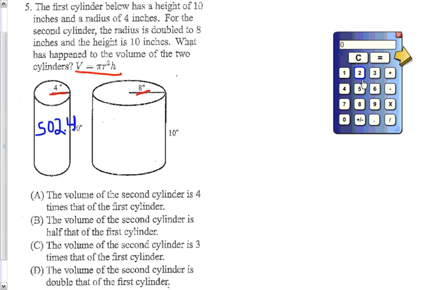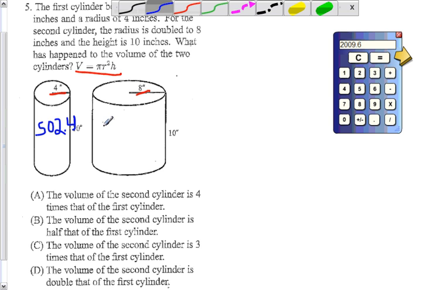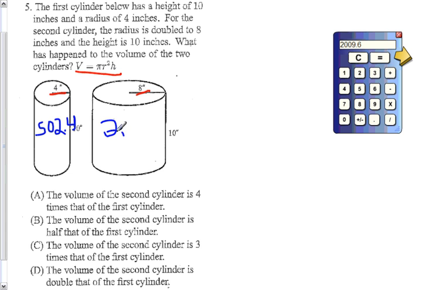All right, let's go to the next one here. So we'll clear this out. We will do pi again, 3.14. We'll do it times 8. We need to square the 8, so we'll do it times 8 again. And then times 10. 2009.6 will be the volume of this one. So 2009.6. All right, now we need to look at our answer choices and see what we can figure out.